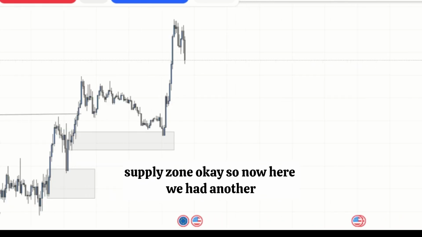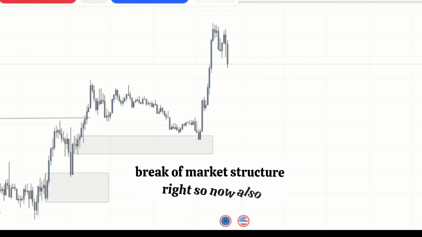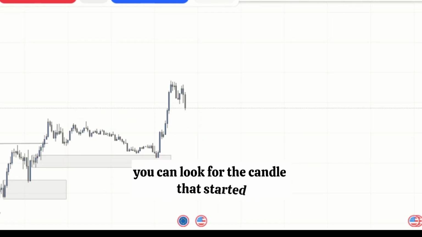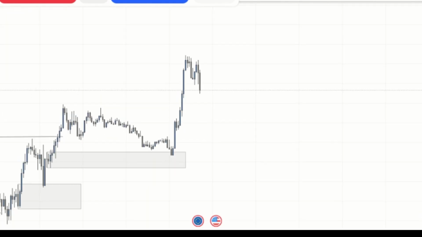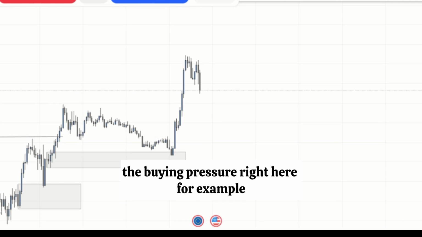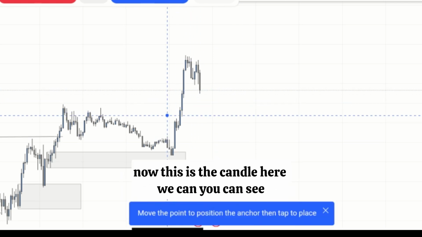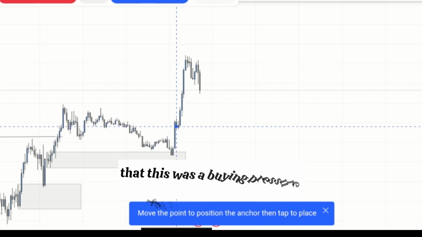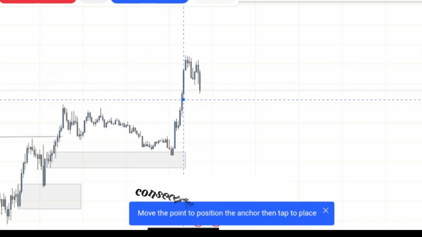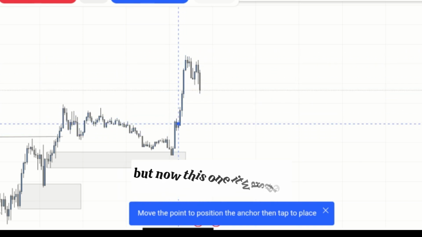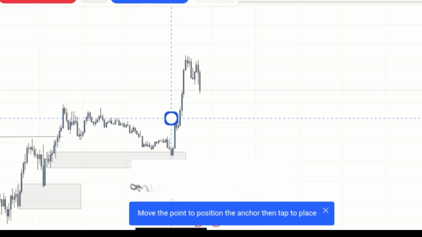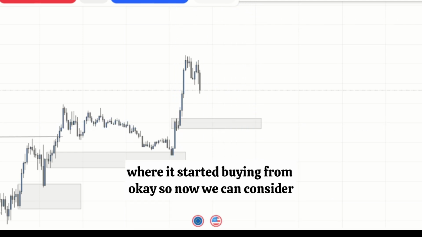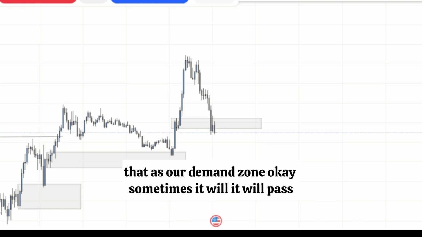Okay, so now here we had another break of market structure. So now also you can look for the candle that started the buying pressure right here. For example, this is the candle here. You can see that this was a buying pressure, these 1, 2, 3, 4 consecutive bullish candles. But this one was the opposite candle. It was a bearish candle where it started buying from. So now we can consider that as our demand zone.